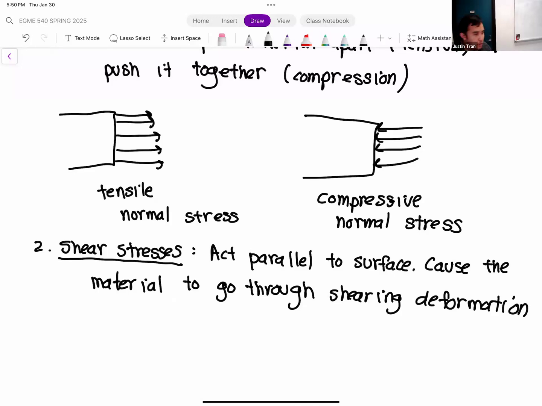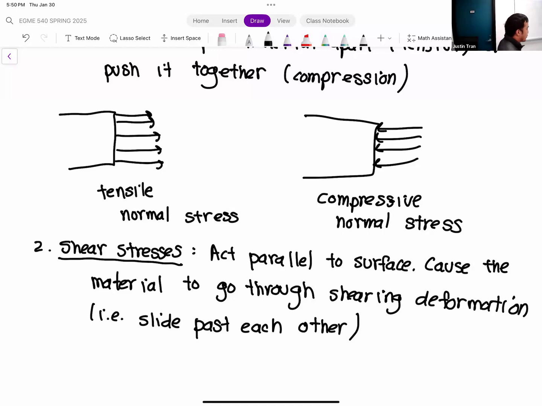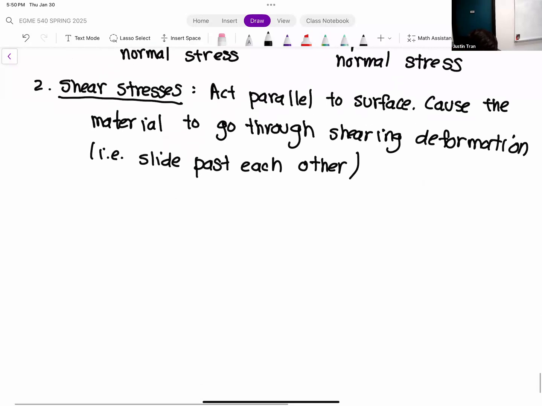I think the easiest way to illustrate shearing stresses and shear deformation is that these are the kinds of stresses that cause the material to slide past each other. That's in the extreme case where you actually get actual shearing within your material. Okay. And so visually it looks something like this. If you have a surface that's exposed to shearing stresses, the stresses are acting parallel to the surface.